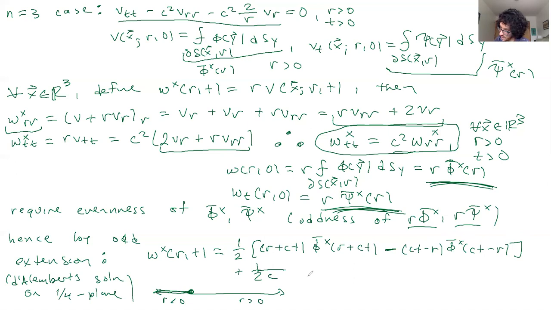That should be a 1 over 2c integral from ct minus r up to r plus ct of s times psi x of s ds. And this is for the region where r is between 0 and ct. Okay. And so we can therefore recover the solution for u.